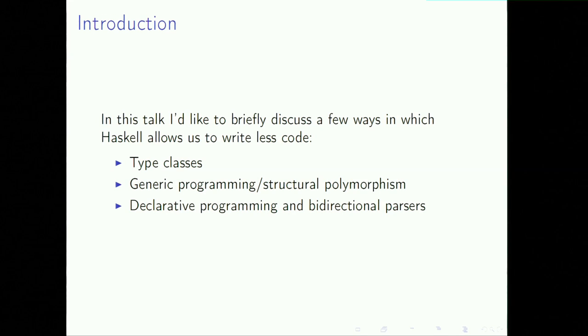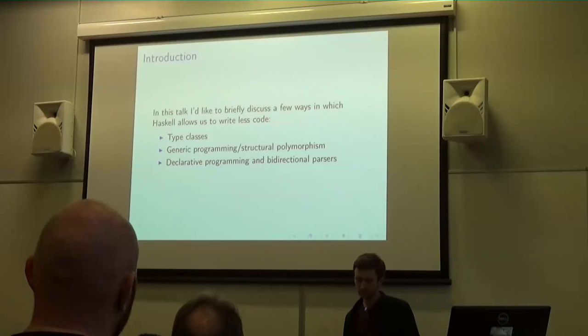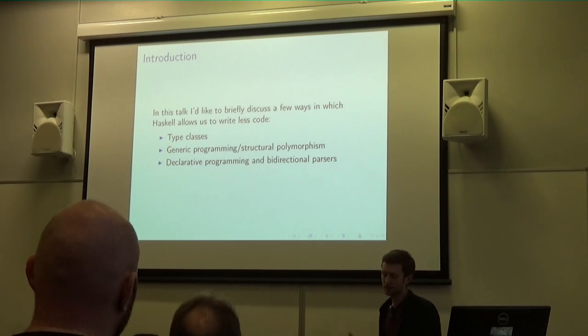So that's going to take us through some approaches to parametric polymorphism, but I want to look at a different type of polymorphism, which is known as structural polymorphism, which is also known as generic programming. So we'll take a look at using the GHC generics library. And then finally, I wanted to look at one different approach, which I'd only ever seen after I'd started writing Haskell, which is this idea of building bidirectional parsers.